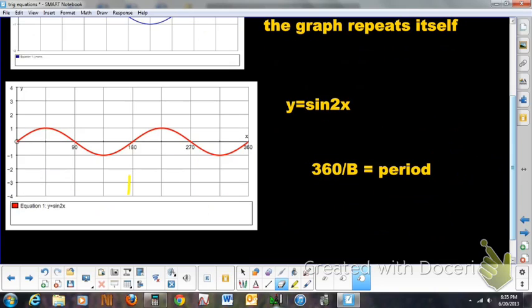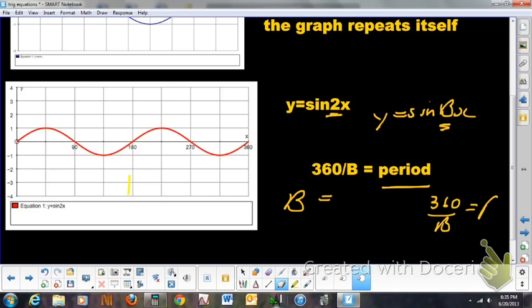Now, if you don't know what b is, and sometimes you won't, if you just know that y is equal to sine bx and you've got to find out what b is, then you're going to have to rearrange this basic formula for b. You multiply by b and rearrange, and you get b is equal to 360 over the period.